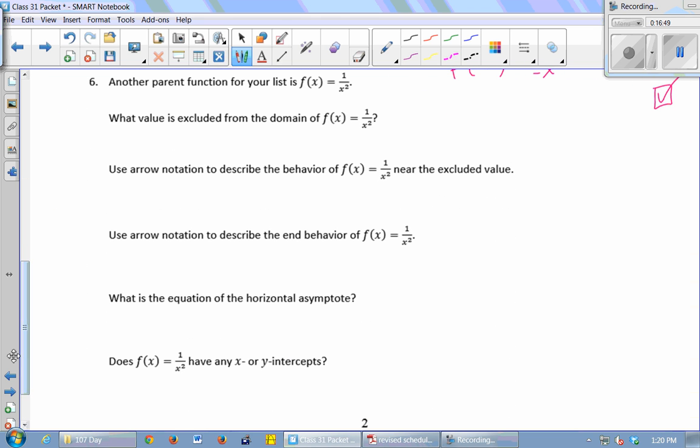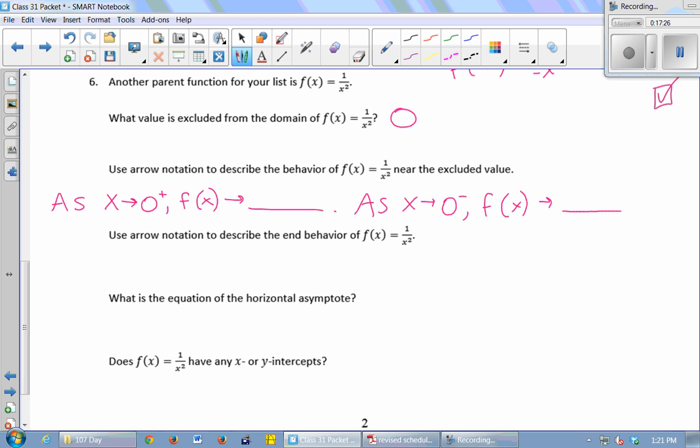All right, so here's another parent function, f of x equals 1 over x squared. What value is excluded from the domain of this function? 0. Can't put a 0 in there, it would make the denominator 0. Let's use arrow notation to describe the behavior of f of x near 0. So I want to know, as x approaches 0 from the right, f of x approaches what? And as x approaches 0 from the left, f of x approaches what?